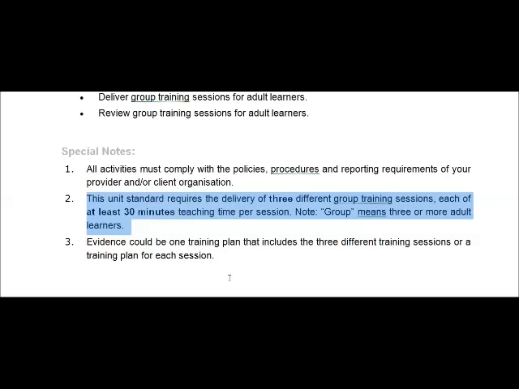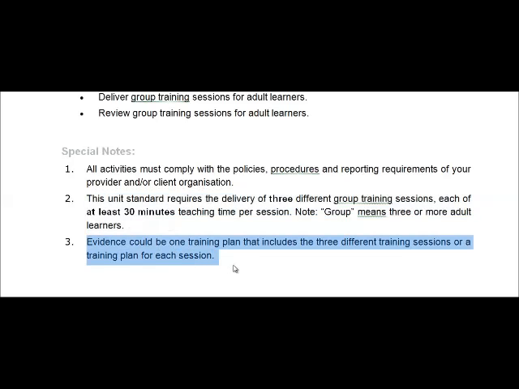Now you'll see here for special note 3, evidence could be one training plan that includes 3 different training sessions, or a training plan for each session. A training session, remember, is at least 30 minutes of teaching time. Those 3 sessions could be part of a one-day training workshop, or one day of training in your classroom.